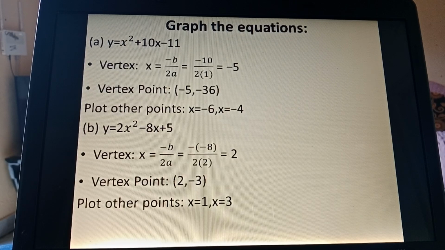b, y equals 2x squared minus 8x plus 5. The vertex is x is equal to minus b over 2a, equals negative negative 8 over 2 times 2, equals 2. Vertex point is 2, negative 3. Plot other points like when x is 1 and x is 3.